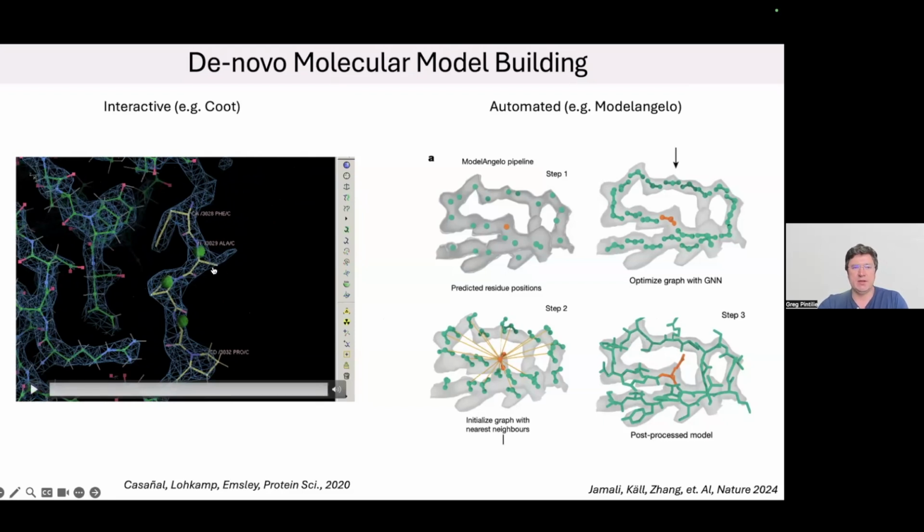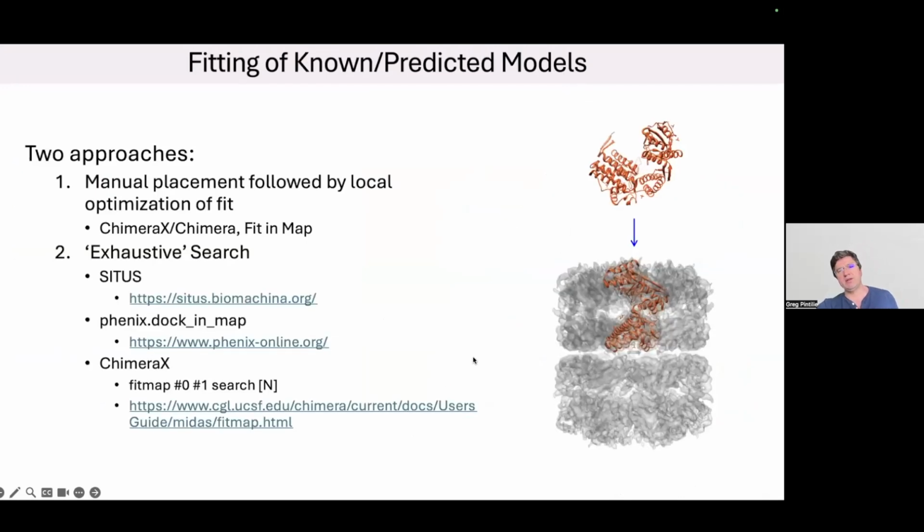So a lot of times you might have to go back to Coot and tools like that to interactively modify it. Now, for low resolution maps, or even for high resolution maps, a lot of times it helps to have a starting model. If you have your map here and you have some known model that you think is in that map, we can try to fit this into the map first. We do this usually either interactively or using exhaustive search tools. Interactively in ChimeraX, you can manually move this model to where you think it fits and then do a quick rigid refinement.